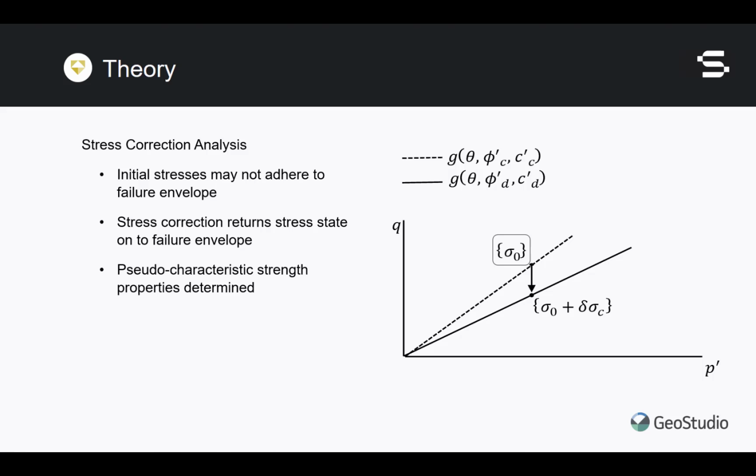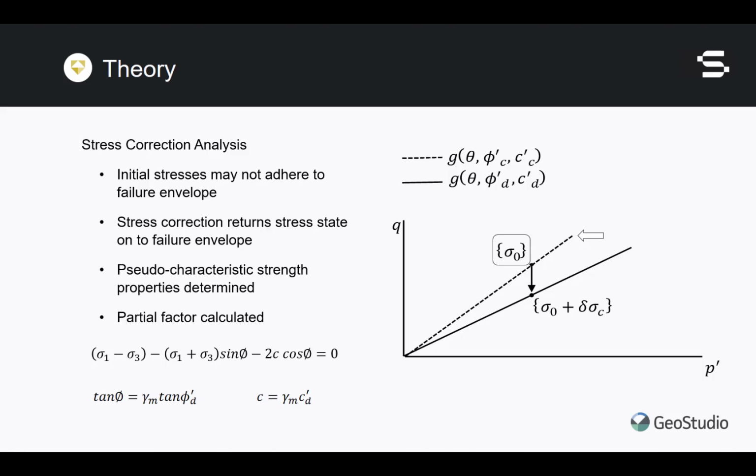The question is this: what value of friction angle and cohesion could I use to create a failure envelope that passes through this stress state? To determine that, we use the Mohr Coulomb principal stress equation, shown here. With this equation, we sub in values for the friction angle and cohesion that are factored up by a partial factor, gamma m.